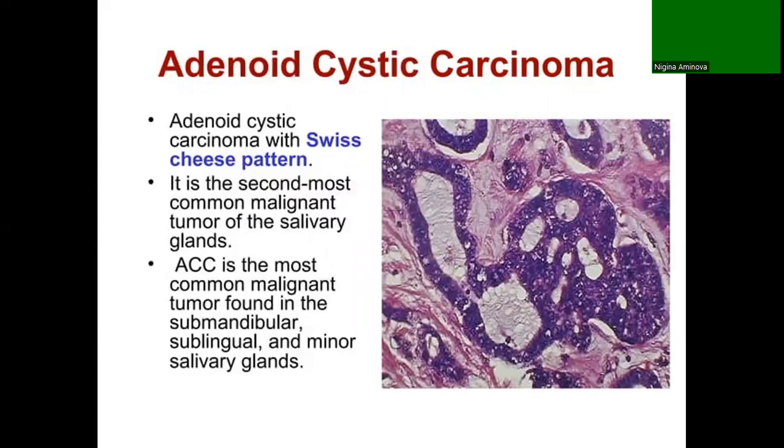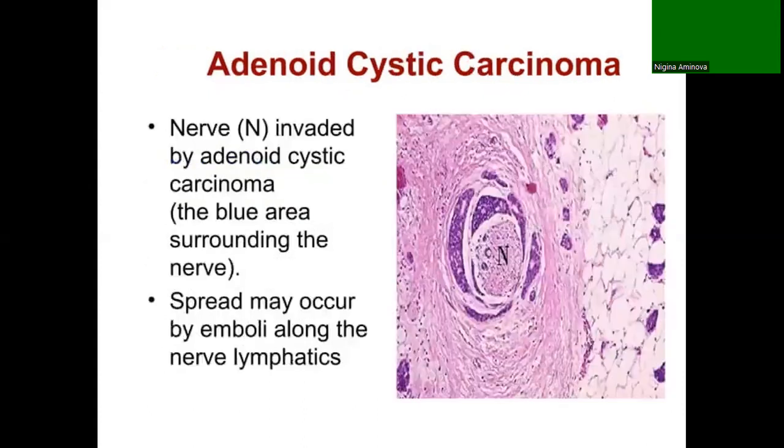Adenoid cystic carcinoma, with Swiss cheese pattern. It is the second most common malignant tumor of the salivary glands. ACC is the most common malignant tumor found in the submandibular, sublingual, and minor salivary glands. Here you can see a nerve invaded. Nerve invaded by adenoid cystic carcinoma, the blue area surrounding the nerve, right? And spread may occur by emboli along the nerve lymphatics.